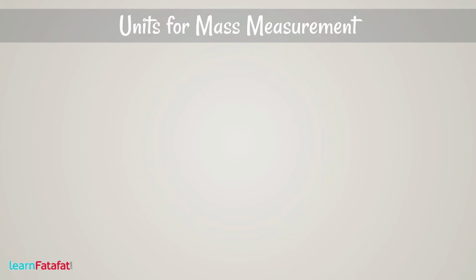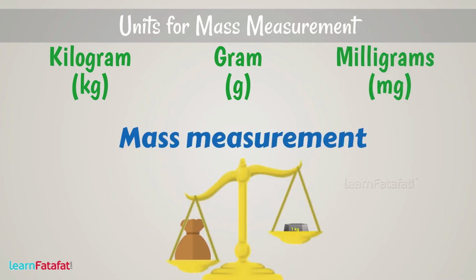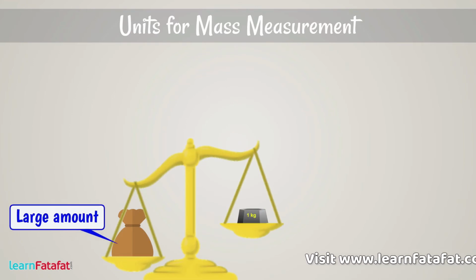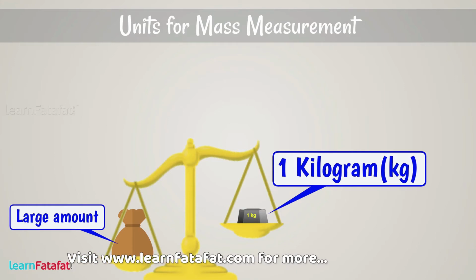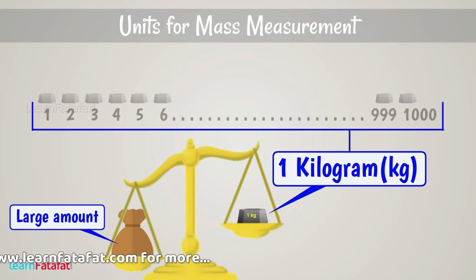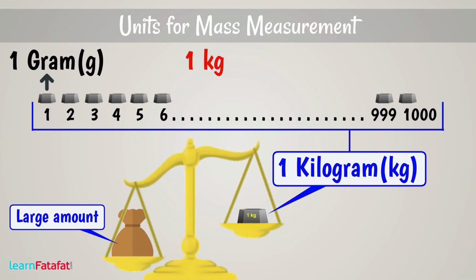Units for mass measurement. We use units such as kilogram, gram and milligram for mass measurement. For larger amount of commodity, we use kilogram. For smaller measurements, we divide kilogram into 1000 parts and call each part as a gram. So 1 kilogram equals to 1000 gram.